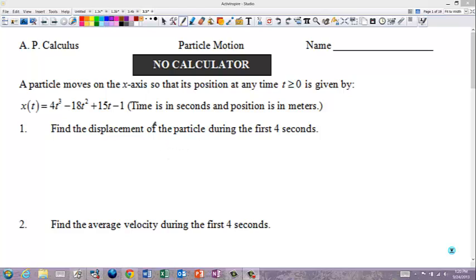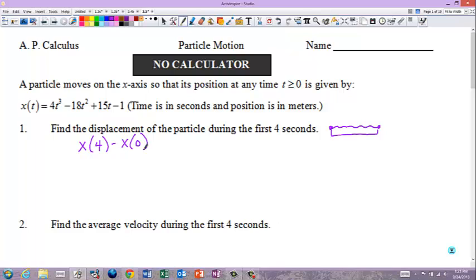It says, find the displacement of the particle during the first 4 seconds. A particle moves on the x-axis and its position at time t, greater than or equal to 0, is given by this formula. Displacement is defined as the distance. Like if it starts here and it moves 4 seconds, the displacement is how far did it go. So you just do x of 4 minus x of 0.